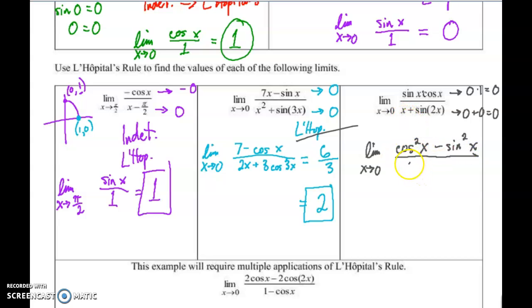The derivative of x is 1. The derivative of sine would be cosine. You'll leave 2x alone, but it is the chain rule, so bring that 2 in front. And now when I plug that in, cosine of 0 is 1, squared is 1, sine of 0 is 0, squared is still 0. 1 plus cosine of 0 is 1, times 2 would be 2, plus that 1 would be 3.